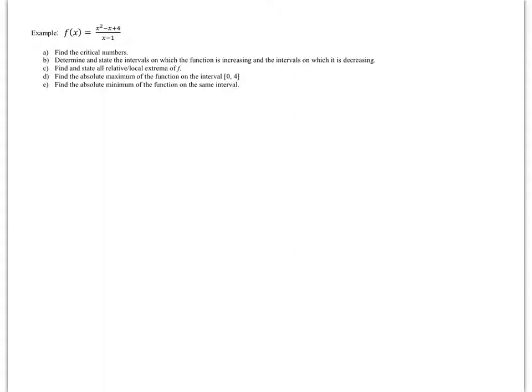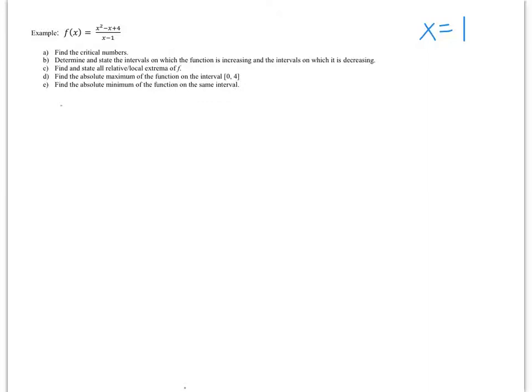Okay, so for this one we're given f of x equals x squared minus x plus 4 over x minus 1. So the first thing we want to do is find our critical values. So we want to know what is our derivative, and we want to know when does it equal 0 or when is it undefined. Well, I know that this function is undefined at x equals 1, so that's one of my critical values. To find the rest, I need to know when that numerator is going to be equal to 0. Those are going to be my critical values.